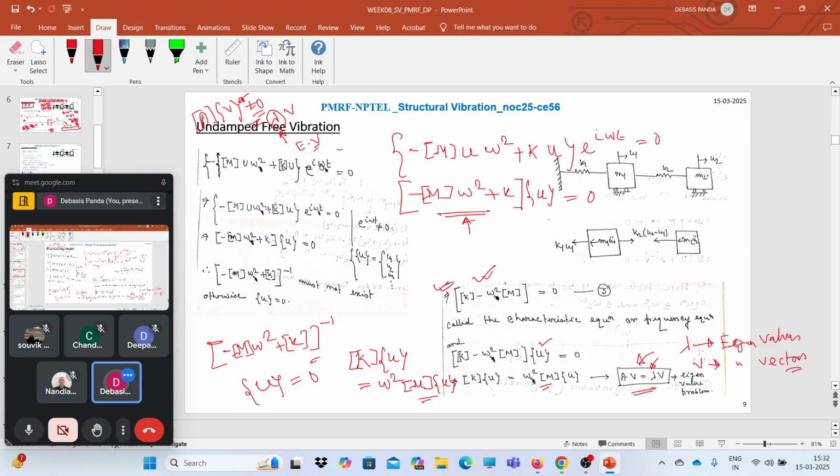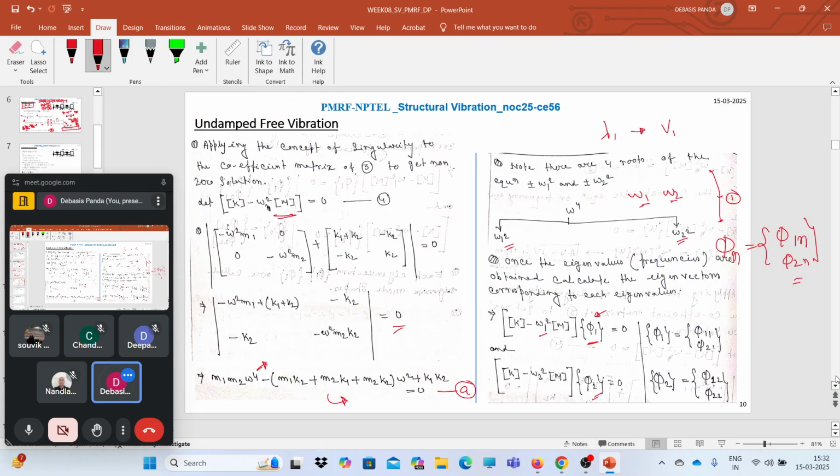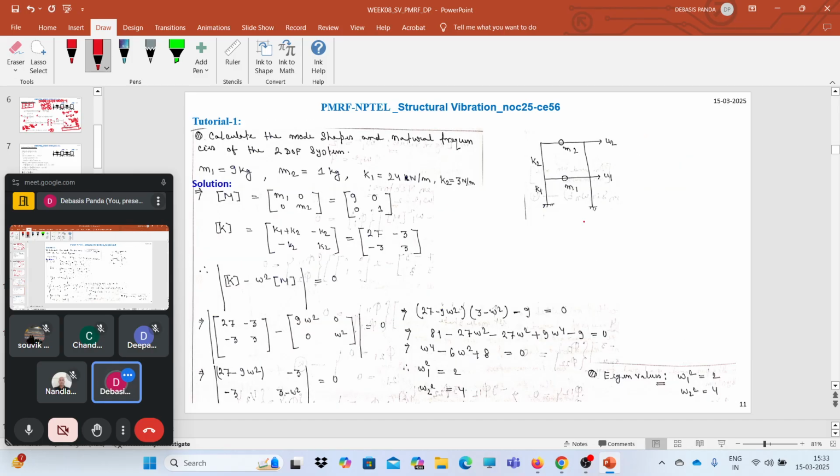So ultimately we frame this characteristic equation into an eigenvalue problem and solve for omega 1 and omega 2. That means two natural frequencies corresponding to two modes, and corresponding eigenvectors, which will tell us about the modal information, which we call the mode shape. Now we will define what we call mode shape and all these things. So first, let's solve one example, and then we will move to the concept of mode shape and modal coordinates, and how to get the responses using these modal coordinates.